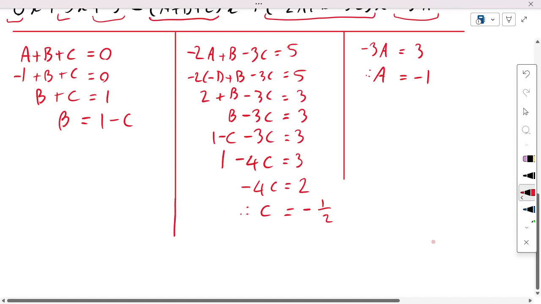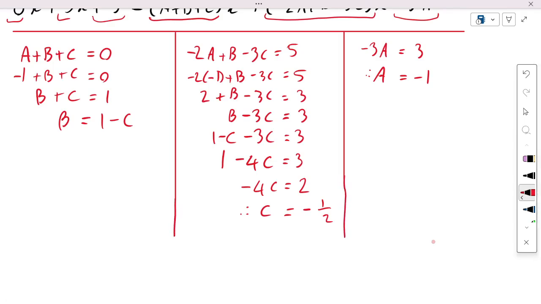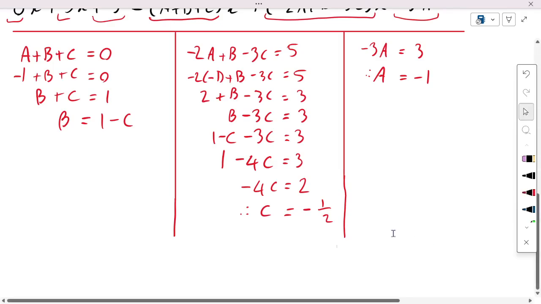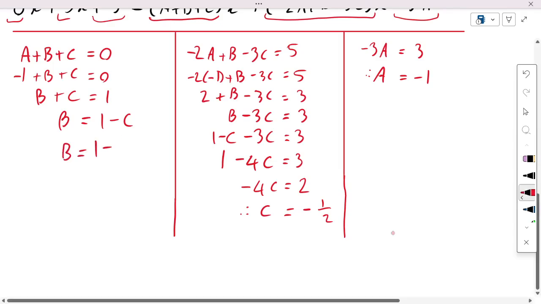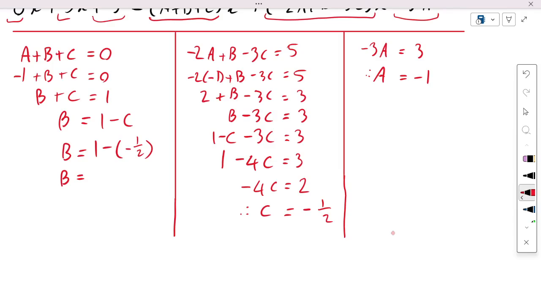Okay, so let's just extend this a little bit more. So now we have the value of c, and now we have the value of a. Now what we can see is we can just plug in our value c over here. So b is going to be equal to 1 minus, and what is our value of c? It's equal to -1/2. Then therefore b is equal to 1 minus -1/2. That's just going to be 1 plus 1/2, which is equal to 3/2. And there's our value for b.